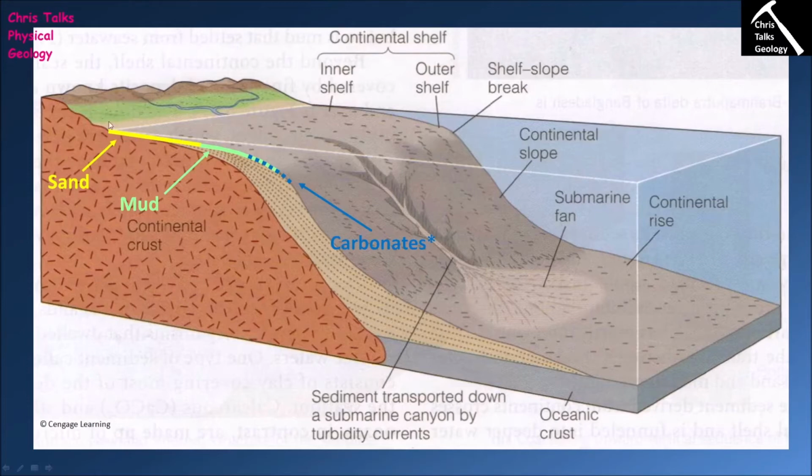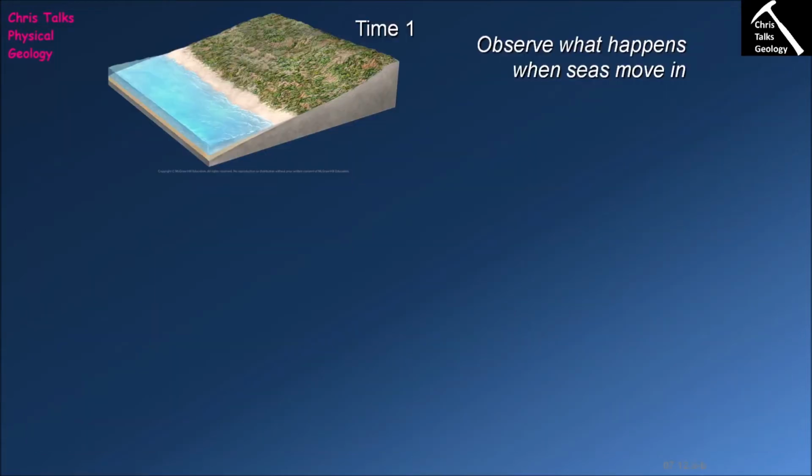Now, as the sandy zone moves inland, that means the mud zone will also move inland, and so will the carbonate zone. And so what you're going to see is, as sea level changes, it's going to encourage these zones to move relative to one another, and in some cases it's going to make them move over the top of each other.